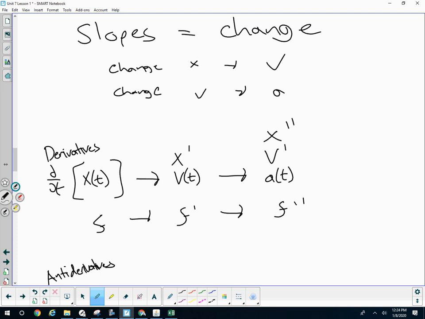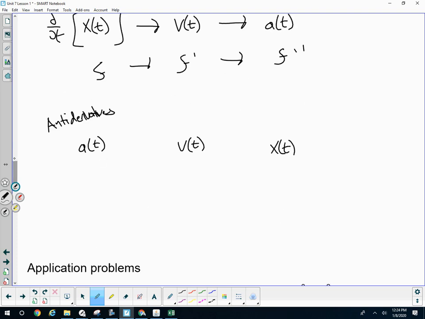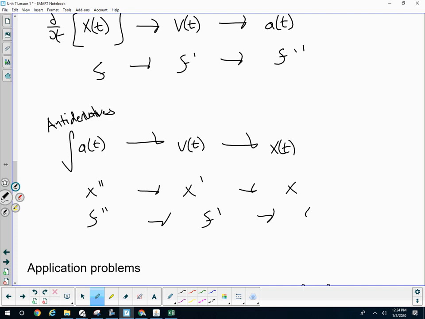Okay? Now, I can go the other way. If I have A, I could take the antiderivative. And if I have the antiderivative of A, that'd give you V. The antiderivative of V, that'd give you X. So that's like taking the antiderivative of X double prime to give us X prime to give us X, or F double prime to F prime to F.